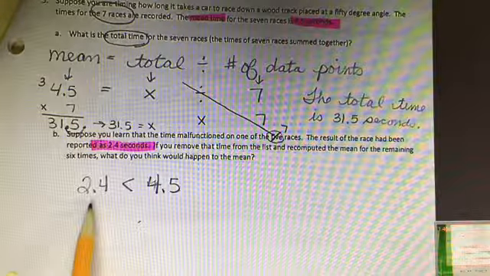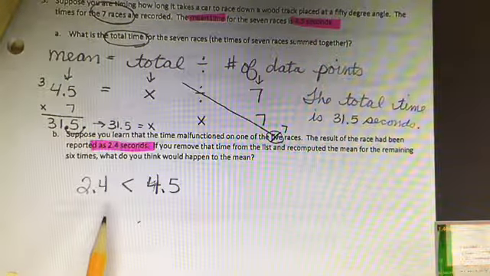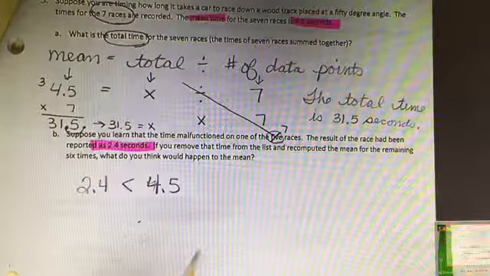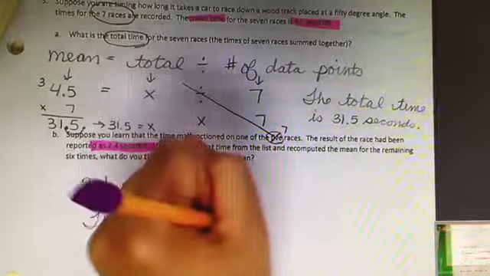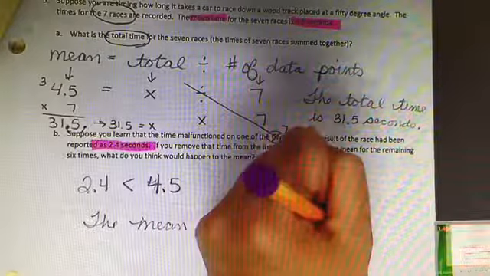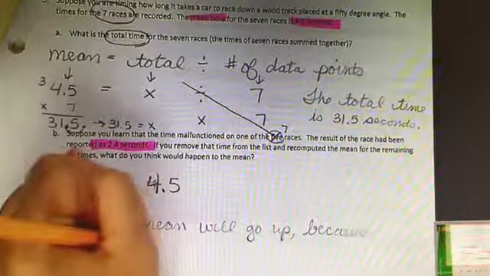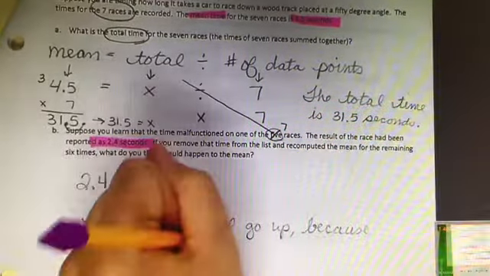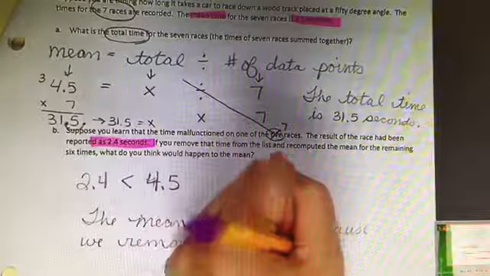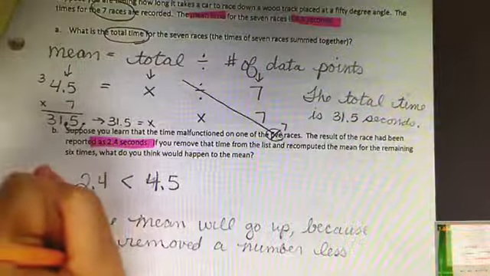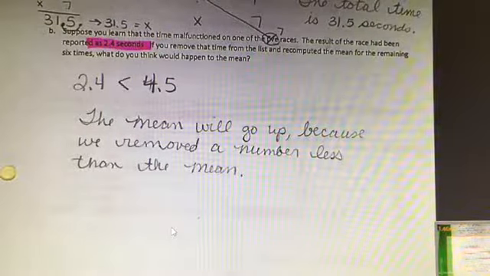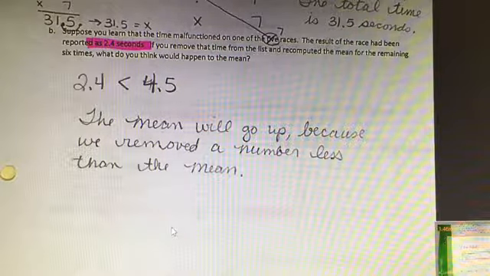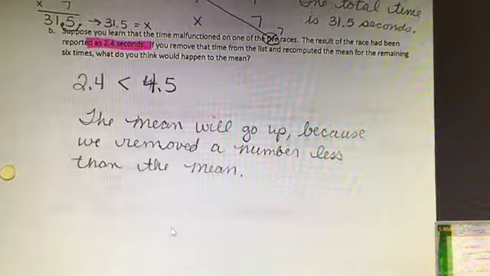Okay? Remember, this is only a little bit of time. So she's sharing just this little bit of time. All right, so the mean will go up, because we removed a number less than the mean. Okay, so we removed a number that was less than the mean, so the mean has to go up.